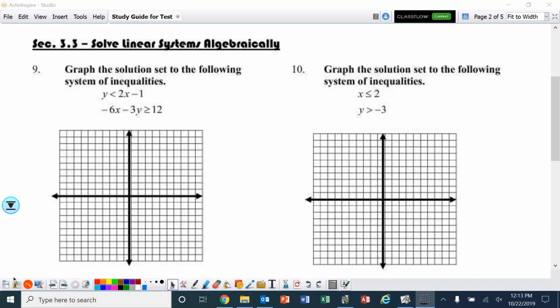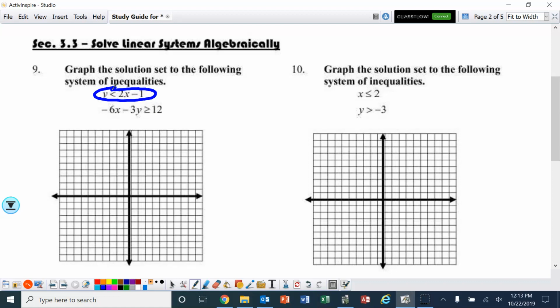All right, ladies and gentlemen, section 3.3 of the study guide for advanced algebra, solving linear systems algebraically. All right, well, I believe we're going to be graphing them. So number 9, graph the solution set to the following system of inequalities. Well, the first one is already simplified for y, so we just need to graph it using our slope and our y-intercept.